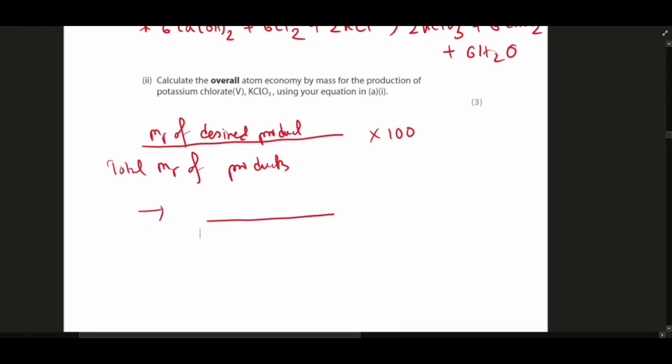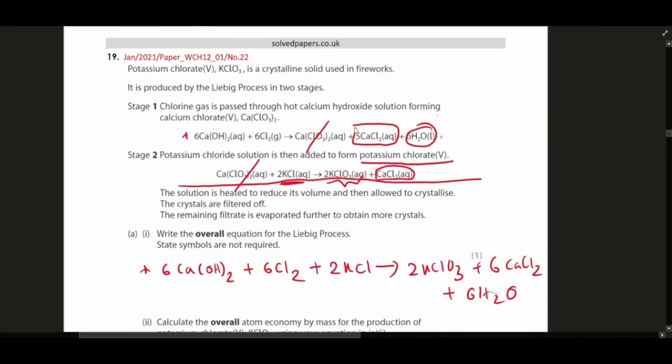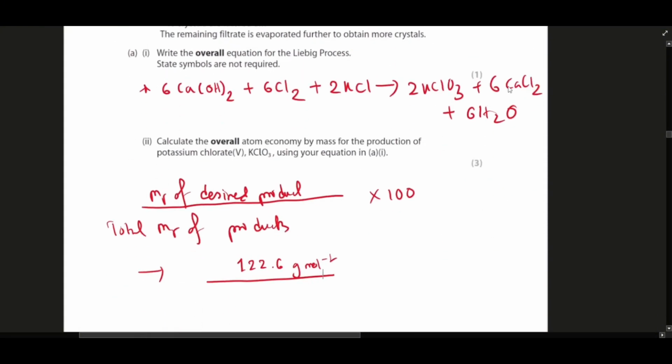So in this case, who is our desired product? KClO3. What is the molecular mass of KClO3, by the way? If I'm not wrong, it's about 122.6. That's what I get, gram per mole. Do you get that? Please check. And the next part is obviously we need to check the product side, the summation of the molecular mass of all the products. So that's 122.6, that's 18.